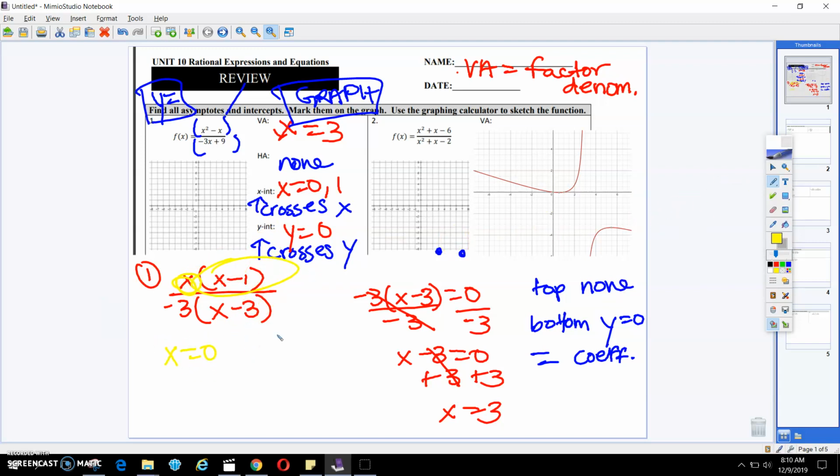So x equals 0, and x minus 1 equals 0. So that'll give you x equals 0, and x equals 1. You're good. Give me 1 sec.